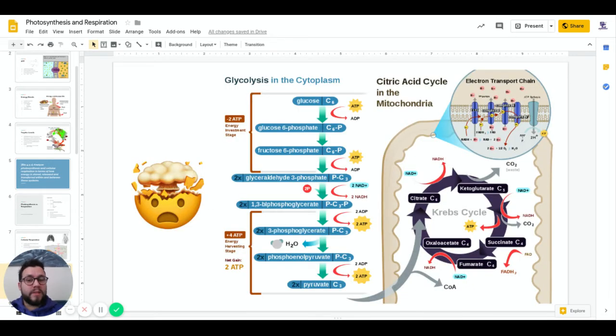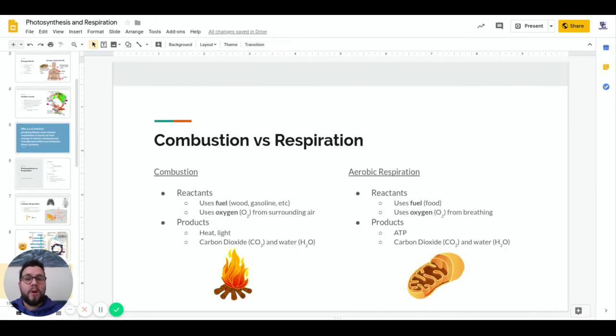The whole process of how that happens is pretty complicated, but thankfully, all we really need to know is the basic formula, and we can combine that with combustion, something you're familiar with. So combustion uses fuel, it uses oxygen to make heat and light in this chemical reaction, and carbon dioxide and water are byproducts of that.